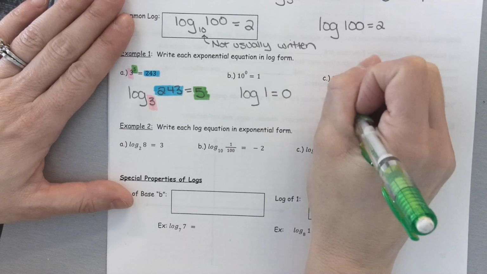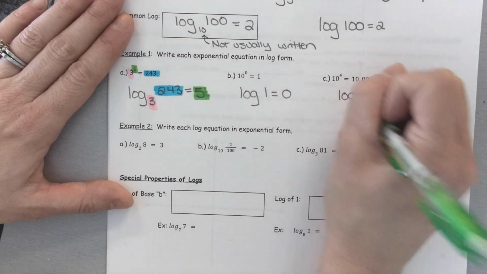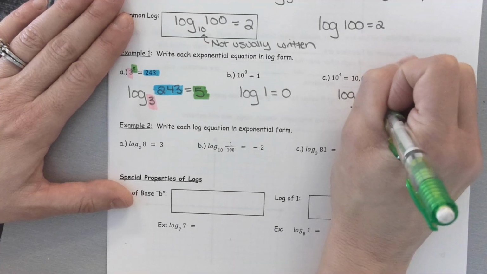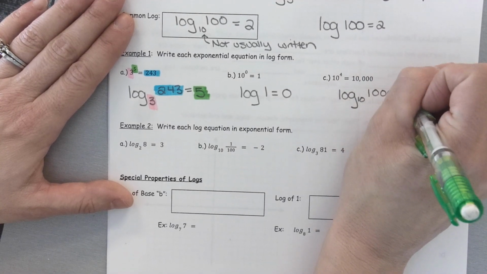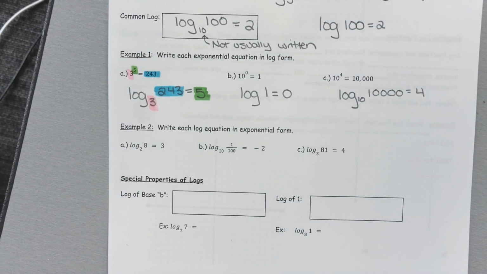All right, next one. My base is what? 10, right? Do I need to write it? No. Can you write it anyway? So you can, yeah. Let's write it this time. Let's put it in there. Log to the base 10 of 10,000 equals what? 10 to the 4th, because we need 4 zeros. So again, these are just switching back and forth between the formats. I'm not doing any math. I'm rewriting it into a different form.